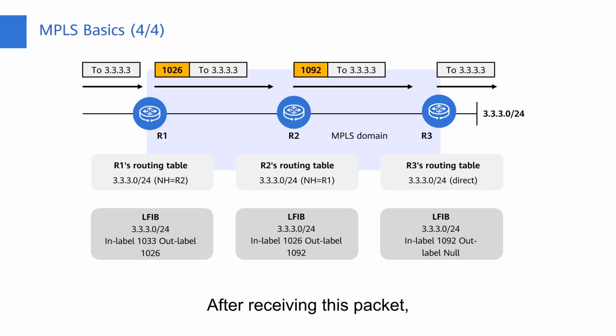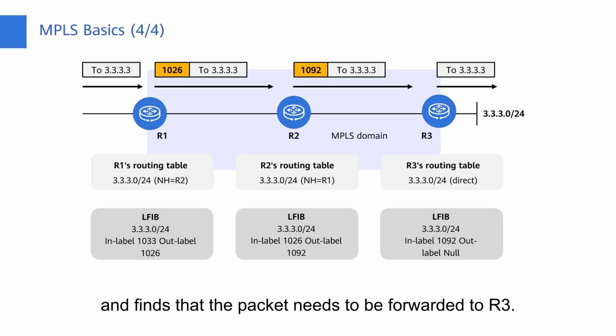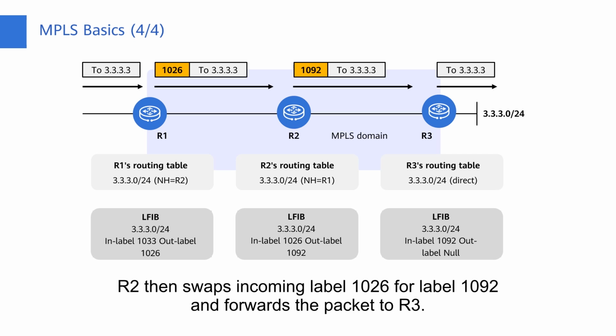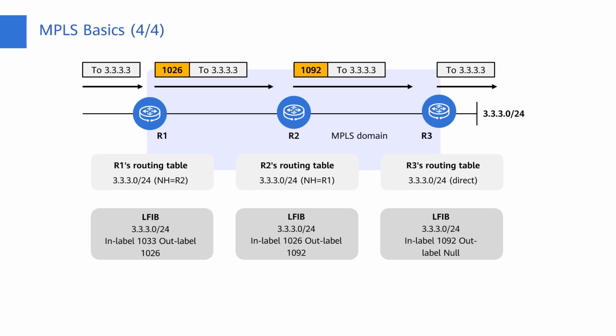After receiving this packet, R2 obtains label 1033 from the packet, searches for this label in the LFIB table, and finds that the packet needs to be forwarded to R3. R2 then swaps incoming label 1033 for label 1092 and forwards the packet to R3.